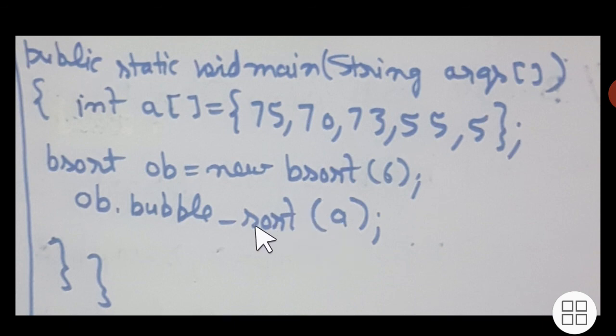So data is to be sorted in this manner. Students, here B sort ob equal to new B sort 6 I have given. 6 is the size of the array which is inside the ob. But here what I am doing is sorting the data which is inside this a. So I have passed this array as the parameter, and this array will be sorted, not the array which is the data member of ob. Alright everyone, I hope the process is clear to you. Main function is closed and finally the class is also closed. Thanks everyone.